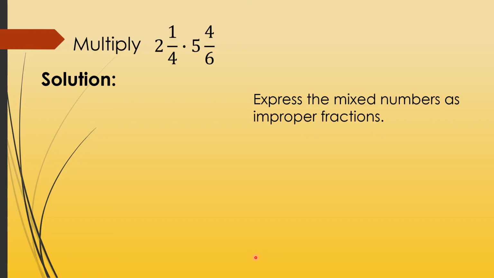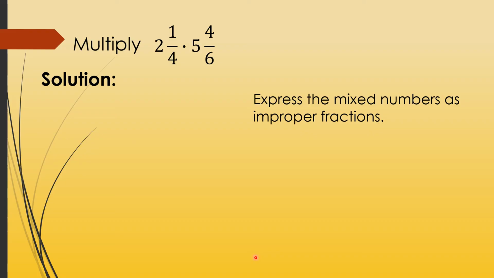Another example: multiply 2 and 1/4 and 5 and 4 over 6. Kung mapapansin nyo, yung 2 ay whole number, ganun din ang 5. So, paano ba tayo magmumultiply ng mixed fraction? Express the mixed numbers as improper fractions.